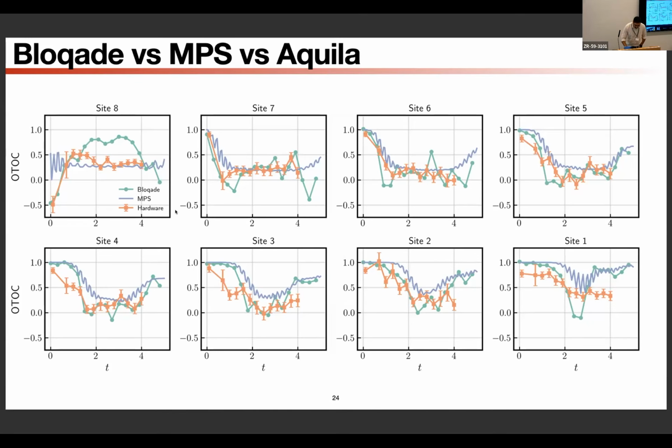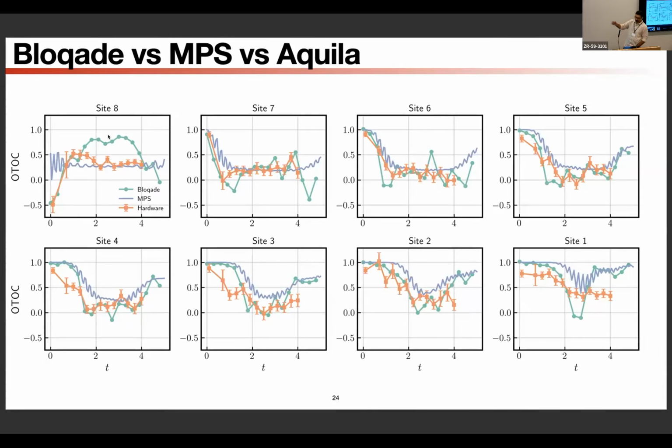So this is site 8 where we implemented that large detuning pulse. The blue line here is the MPS simulation, green one is blockade, and the orange one is the hardware data. You see that except this first point where we implemented that large detuning, which is not present in the MPS simulation, the hardware actually agrees better with the MPS simulation than the blockade simulator.